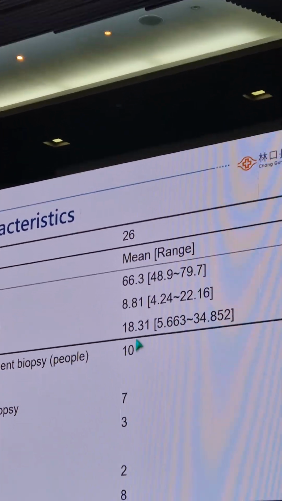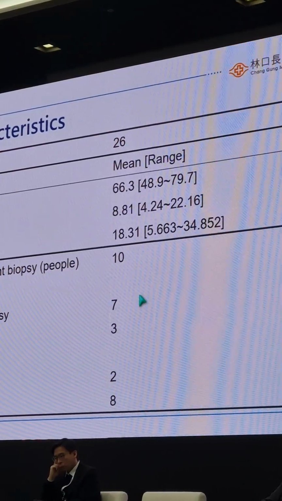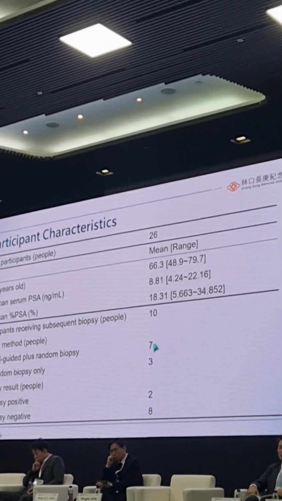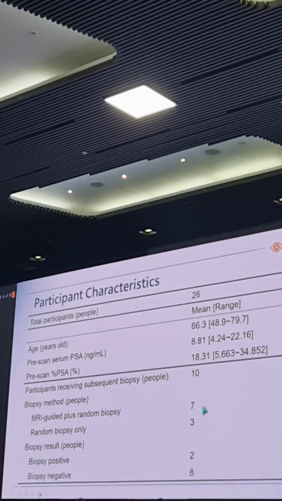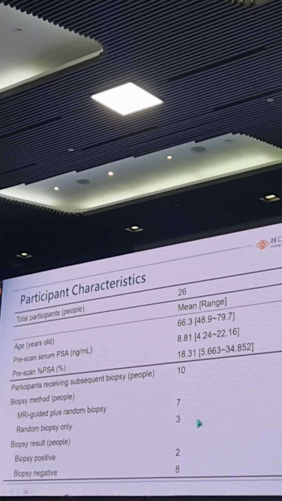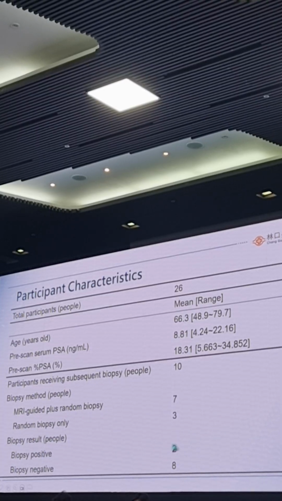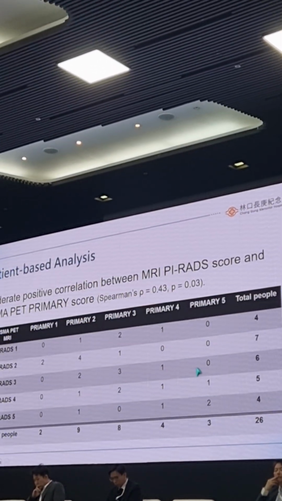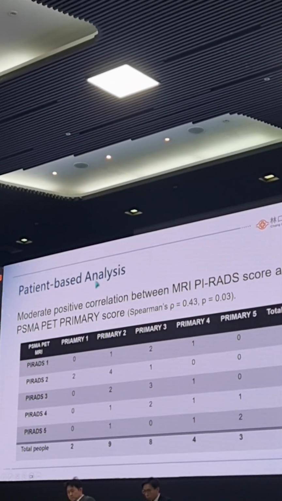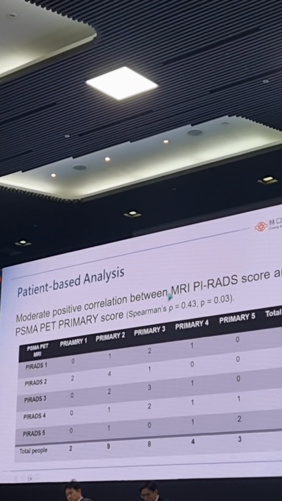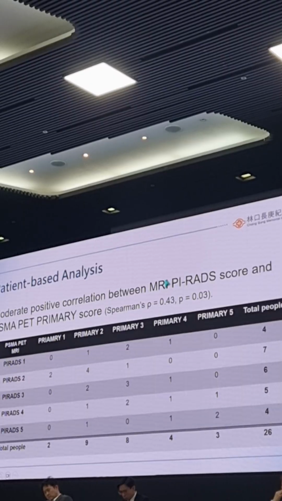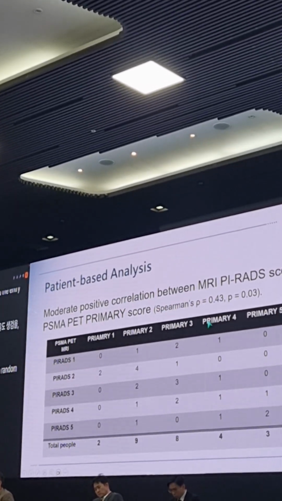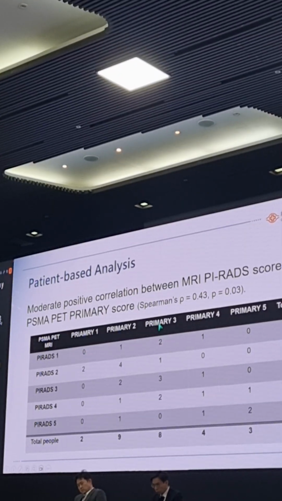In the end, 10 patients went to biopsy and have a pathology correlation. 7 patients had an MRI-guided biopsy, and 3 patients had a random biopsy. It turned out that 2 patients had biopsy positive results. When we do a patient-based analysis, we correlate the primary score system with the MRI PI-RADS scoring system. There's a moderate correlation between these 2 systems.